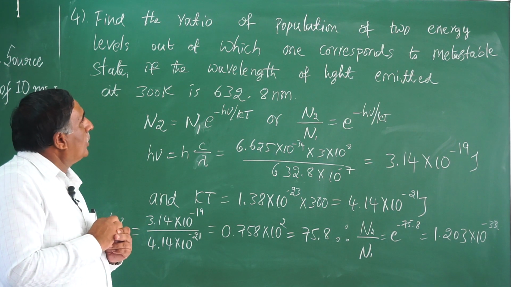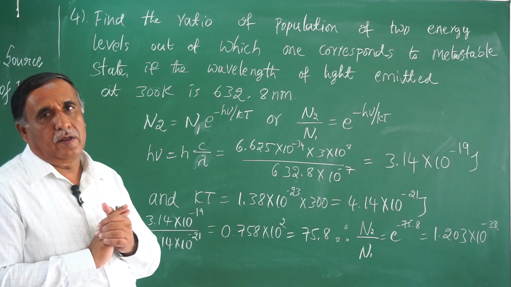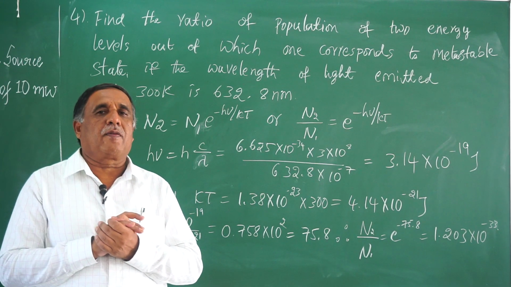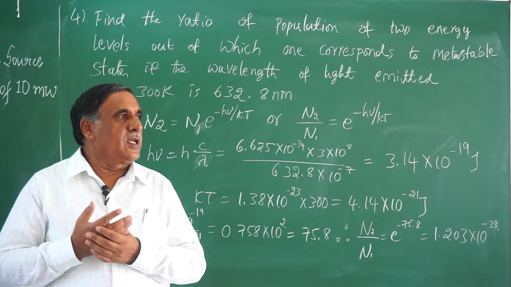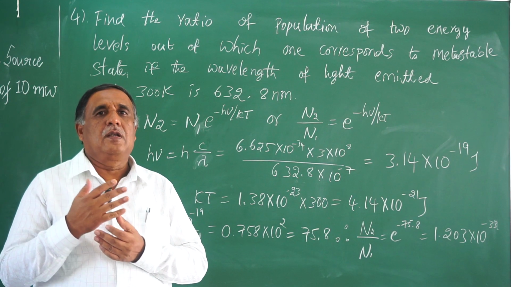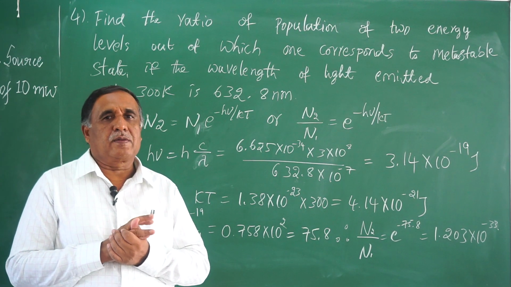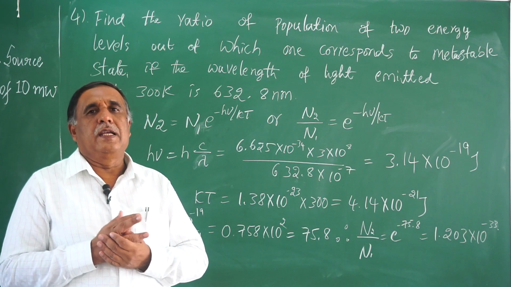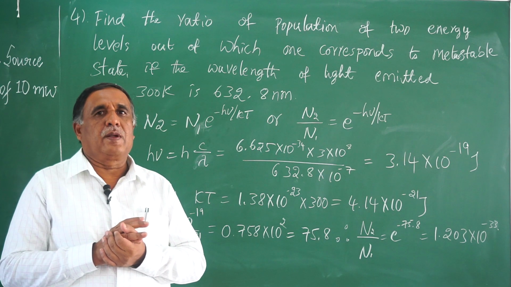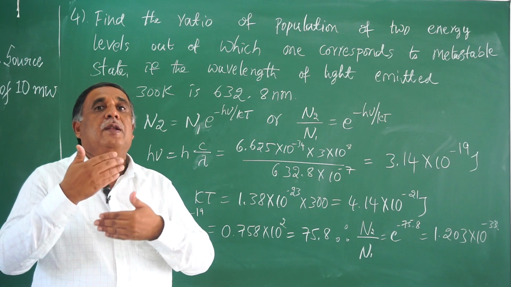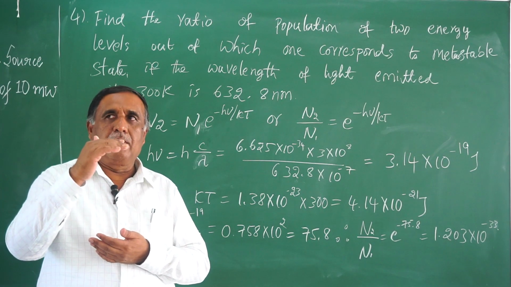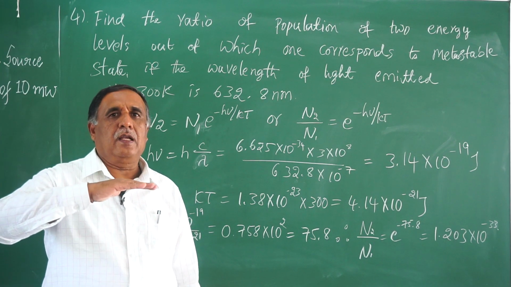Now, the ratio of population. Here the word population refers to the number of atoms. Why is the word population used? Mainly because millions of atoms are involved here. Again, one of the conditions for laser emission to take place is that we must have a population inversion. That means the number of atoms in the higher energy level is more compared to that in the lower energy level.